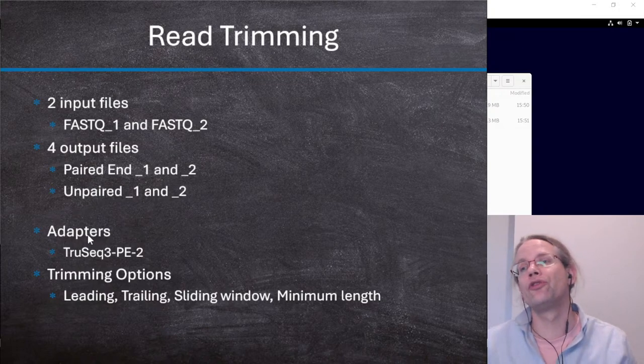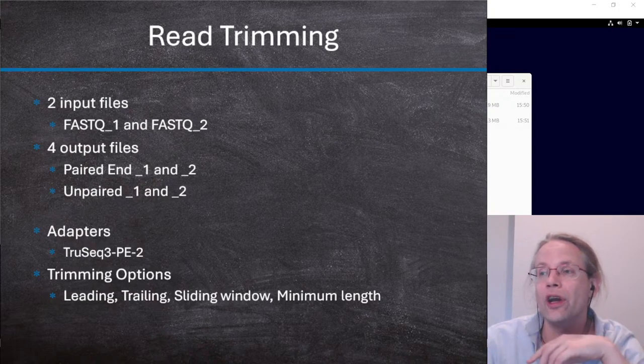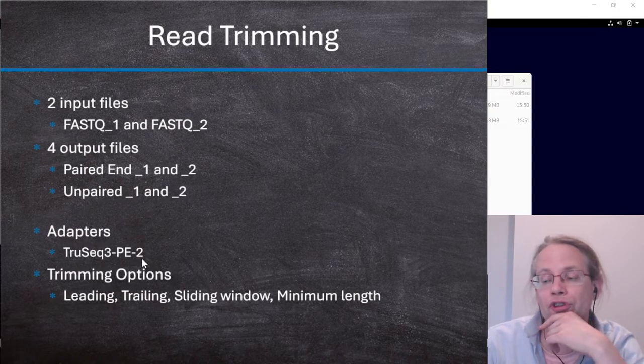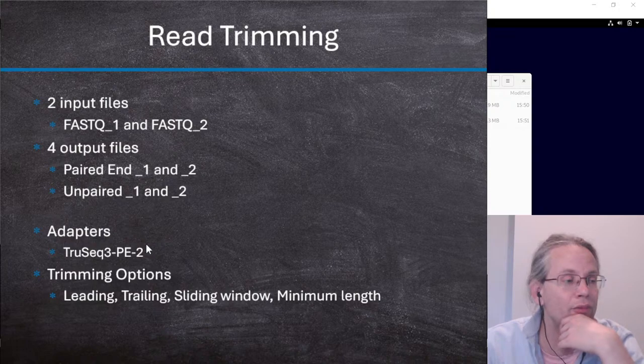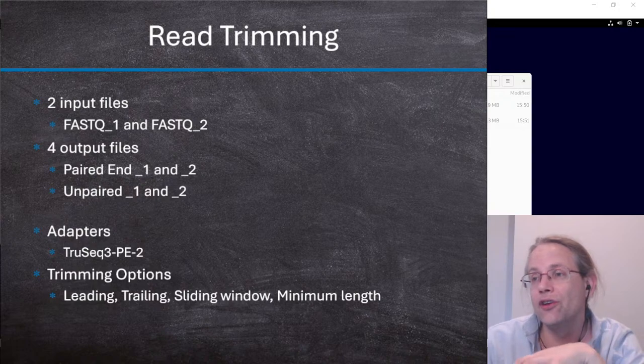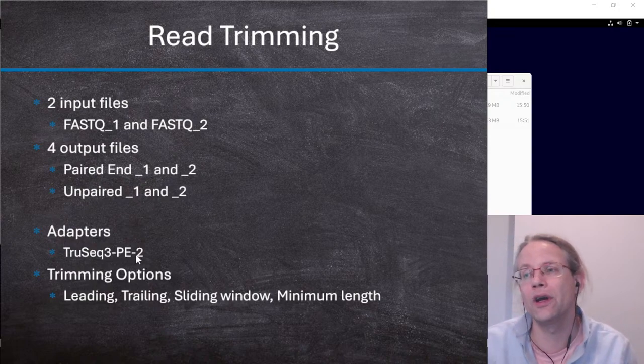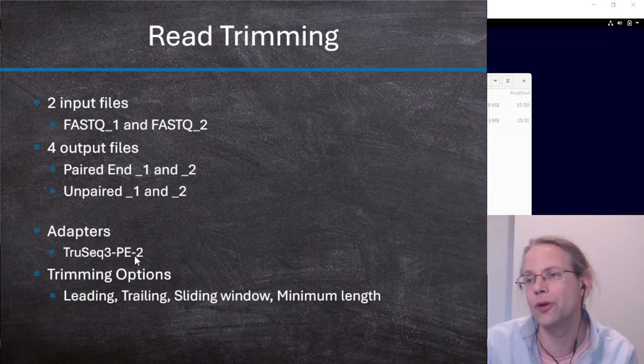We need to know which adapter we used. So in this case, I looked it up and they use TruSeq3 paired end adapters. And then I'm going to use the second version of the file. I am not 100% sure that they use the second version of the adapters, but it seems to work well. But this is always difficult because sometimes SRA doesn't tell you which adapters were used. It just tells you the machine which was used to sequence. And of course, with the same machine you can use different adapters. But in this case, I'm fairly certain that they are the TruSeq3 paired end adapters. And I use the second version of these adapters, which is very similar to the first one. I think it's just a little bit longer, so there's a couple more base pairs on this one.